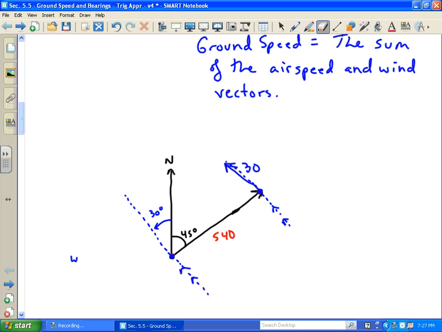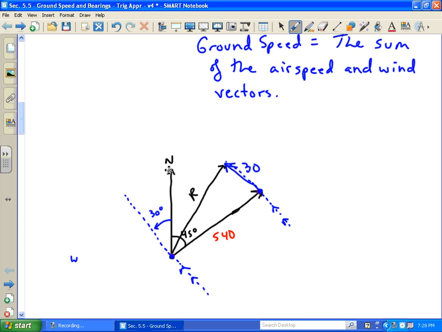Now what this does is it creates a resulting vector from my starting position on up. I'm going to call that R. Okay, now the length or the magnitude of that vector is going to represent the ground speed. From here, I need to somehow set up some trig or set up some things so that I can solve this resulting triangle.